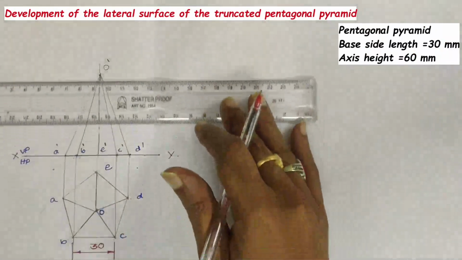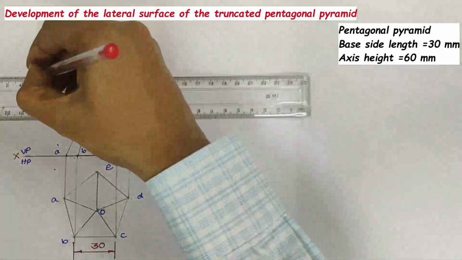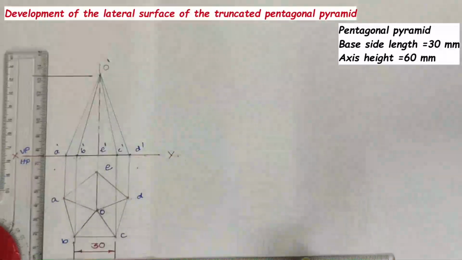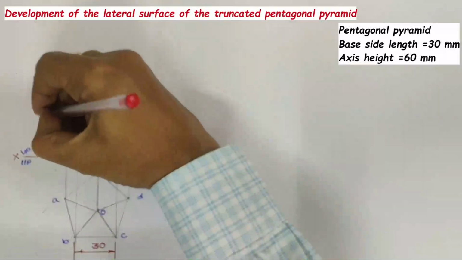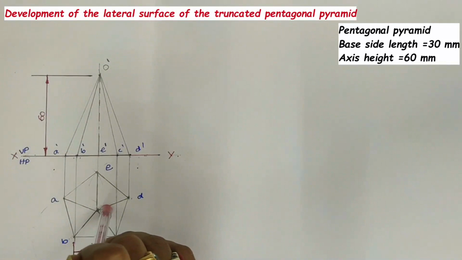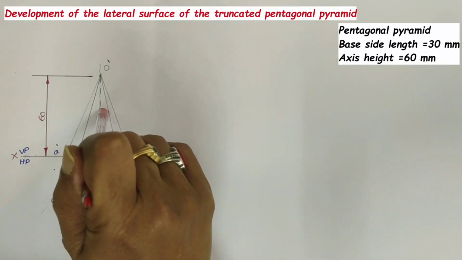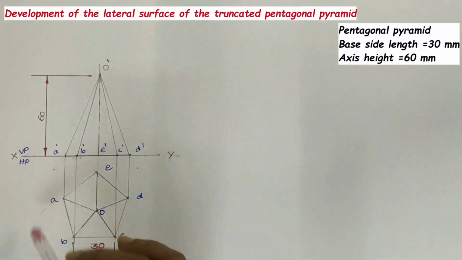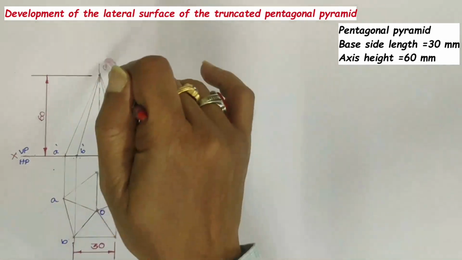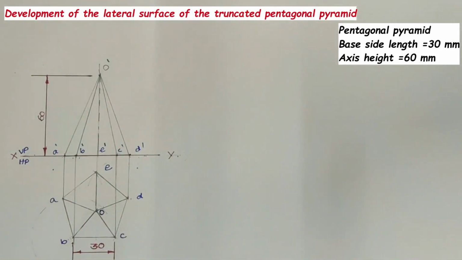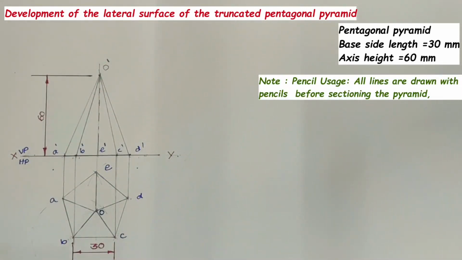Here the height of the axis is 60 mm. This is the required top view and this one is the required front view when the pentagonal pyramid is resting on its base on HP with one of its base sides parallel to VP and axis perpendicular to HP. Till now, all the lines are drawn with 3H pencil. That is, all the lines drawn in front view as well as top view are with 3H pencil. That means these lines are thin lines.